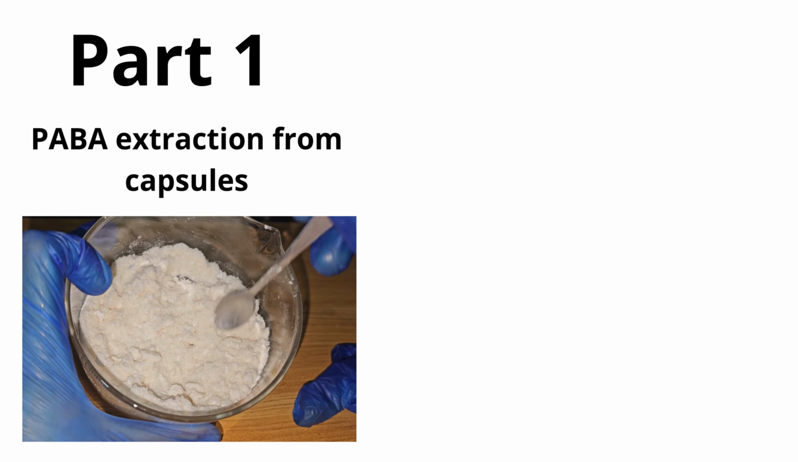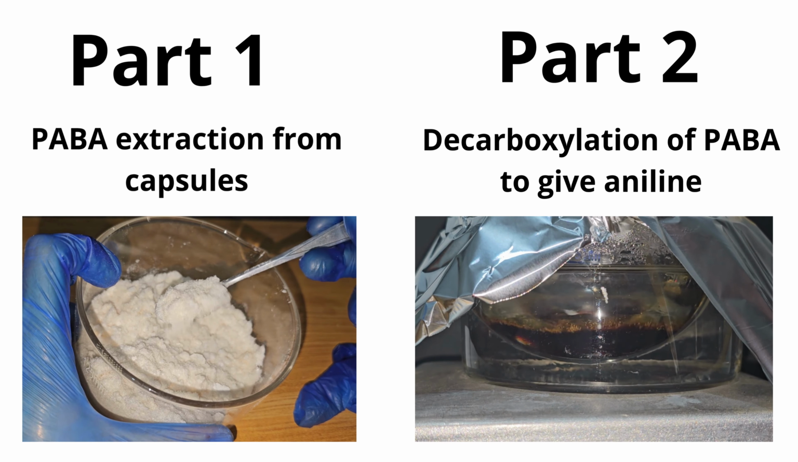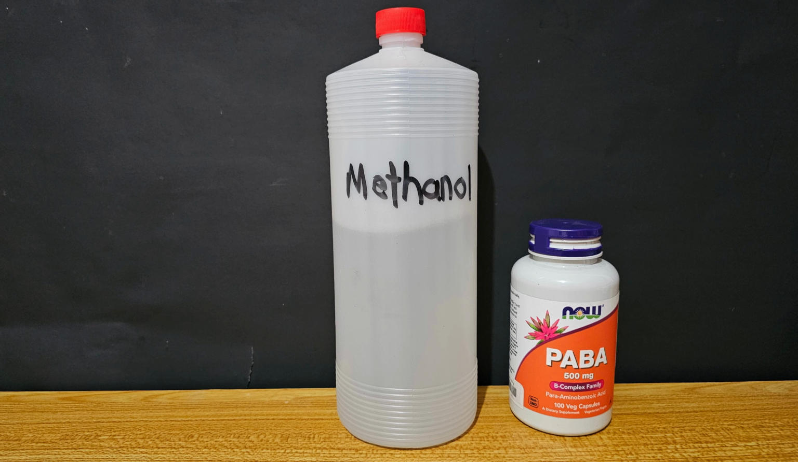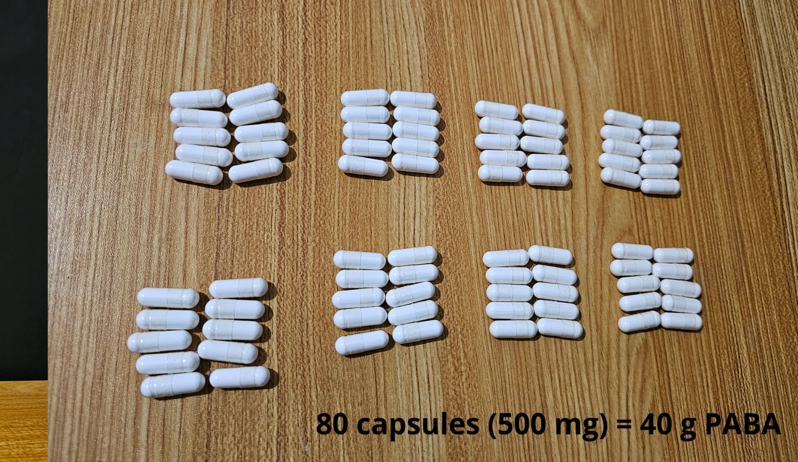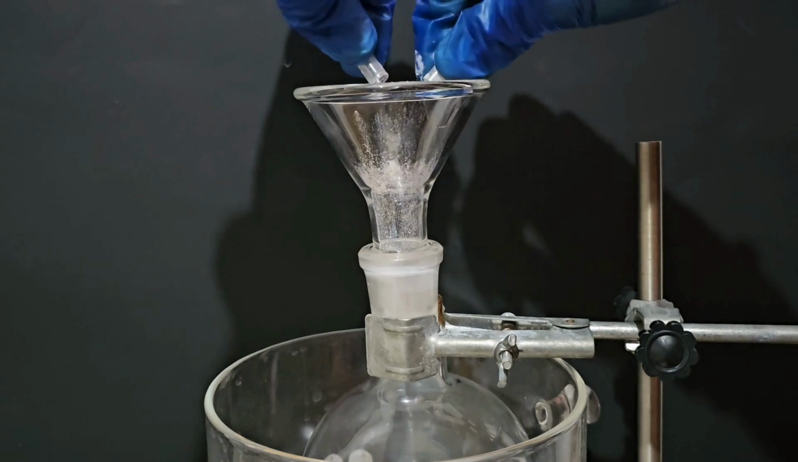This video will be divided into two parts. The first one is the extraction of PABA, and the second one the decarboxylation into aniline. For this experiment, you will need methanol and para-aminobenzoic acid. I used 80 capsules of 500 mg each, or 40 grams of PABA in other words.